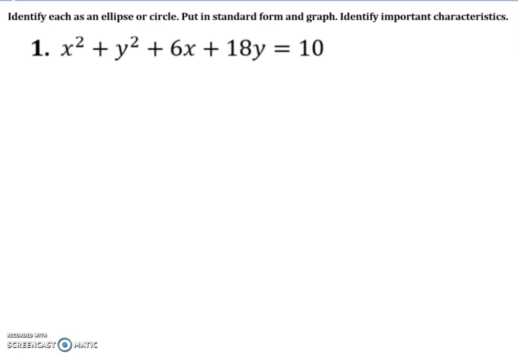On it, the directions say identify each as an ellipse or a circle, put it in standard form, and graph. Identify important characteristics. So when we're trying to determine if it's a circle or an ellipse, what we are looking at are the quadratic terms. If they have the same coefficient, same sign, then it is a circle. If they are the same sign but different coefficients, it's an ellipse. So the coefficients out here are both 1, so since they're the same, this is a circle.